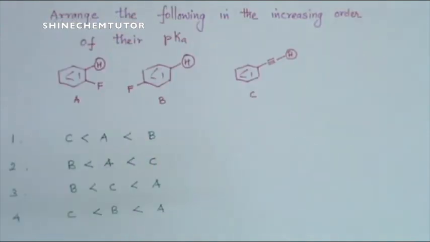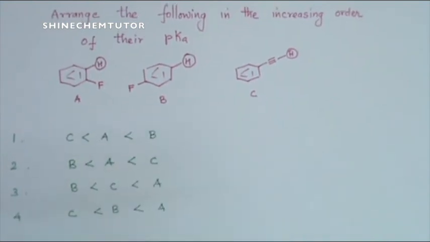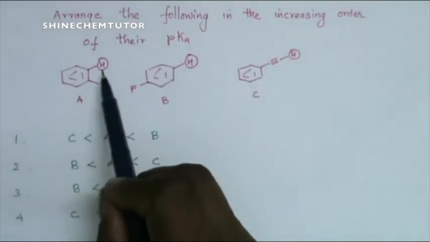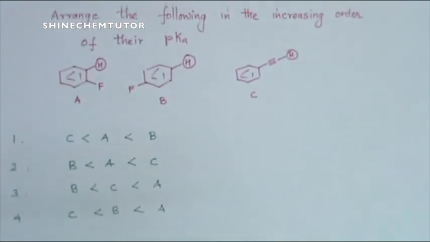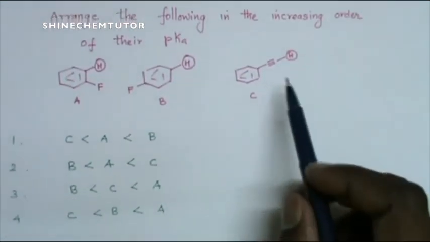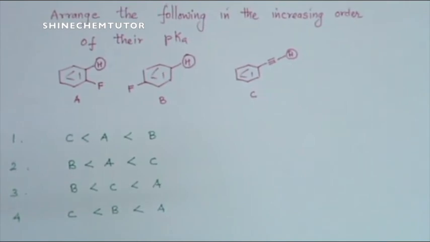This also is a similar problem. Arrange the following in the increasing order of their pKa. They are given 3 compounds. The first 2 compounds are fluorobenzene, but the hydrogens are different. Here the hydrogen is next to fluorine, but here it is in the para position. The third one, it is phenylacetylene. Which one will have higher pKa value and which one will have lower pKa value? You should know acidity and pKa values are inversely proportional.